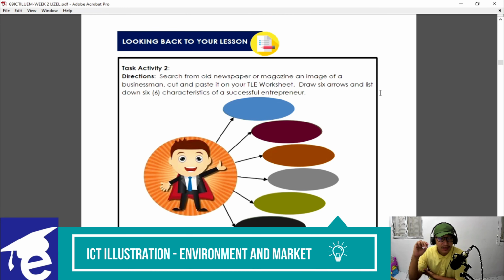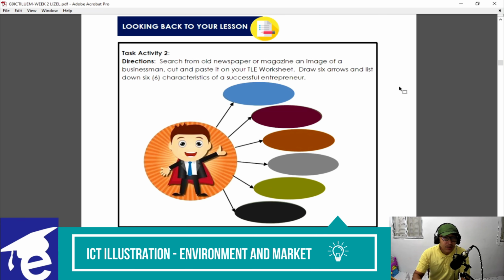Looking back to your lesson, simply explain this task, activity number 2. Directions: search from old newspapers or magazines for an image of a businessman, cut and paste it to your TLE worksheet. Draw 6 arrows and list down 6 characteristics of a successful entrepreneur. You need to include the specs that we have discussed in module number 1. So what are those specs? You can cut out pictures, or you can search over the internet and then paste them to your task activity number 2. That's looking back to your lesson.